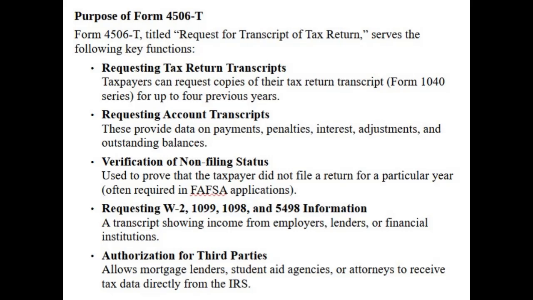Verification of non-filing status. Used to prove that the taxpayer did not file a return for a particular year, often required in FAFSA applications. Requesting W-2, 1099, 1098, and 5498 information. A transcript showing income from employers, lenders, or financial institutions. Authorization for third parties. Allows mortgage lenders, student aid agencies, or attorneys to receive tax data directly from the IRS.